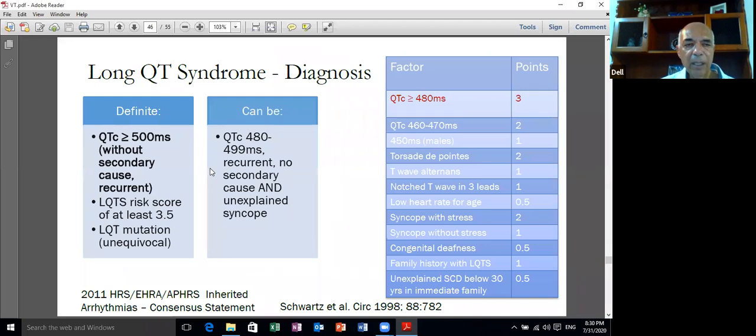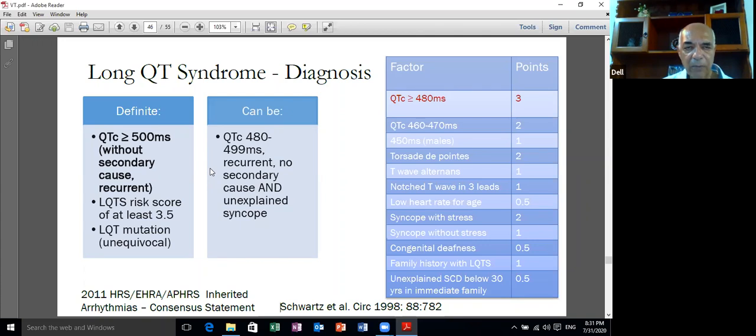Now, how do you measure the QT interval? You measure it by following the tangent and omitting the tail. What does this mean? Draw a tangent along the descending limb of the T wave until the tangent touches the baseline. This is the end of the T wave. Omit the tail, don't include the U wave except on one occasion, when the U wave is more than 50% of the height of the T wave.